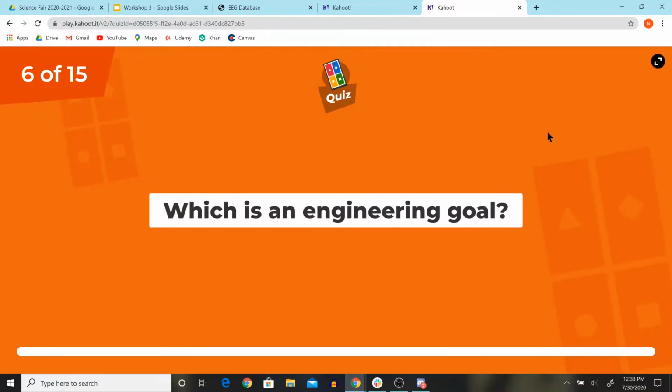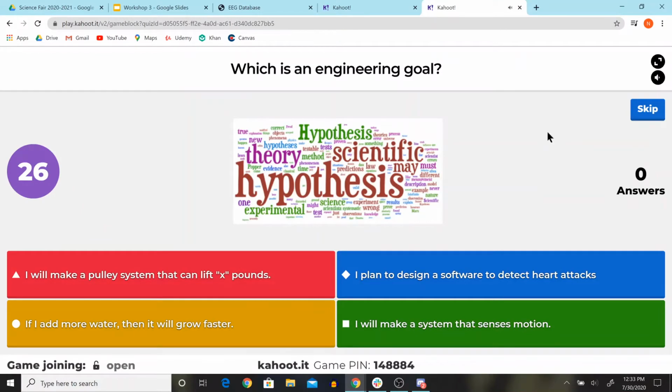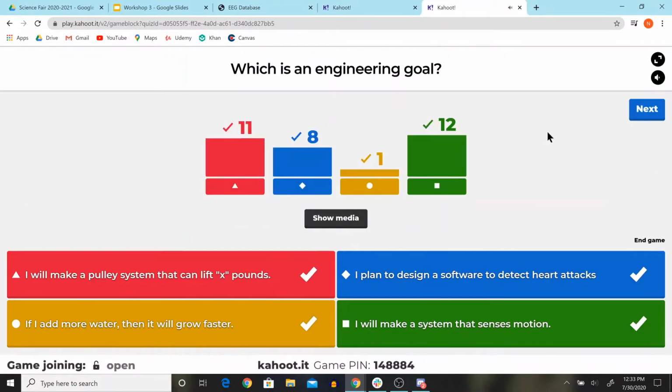Which of these is an engineering goal? So they were all correct, okay? Any of these can really be used as an engineering goal, right? You can make a system that senses motion, a motion sensor. You can make software to detect heart attacks. Any of these would work. If I add more water, then it will grow faster.